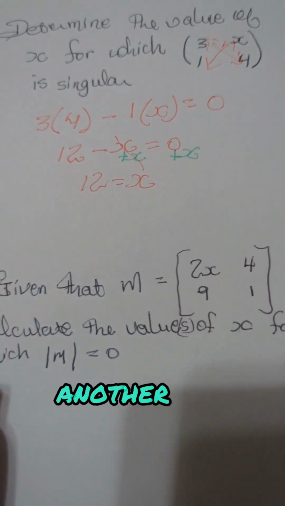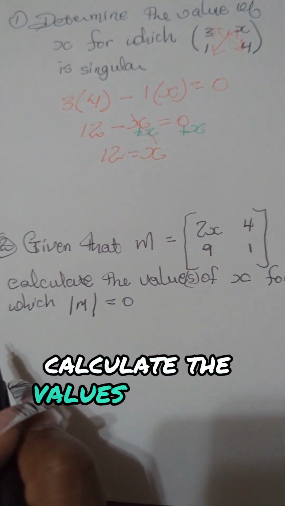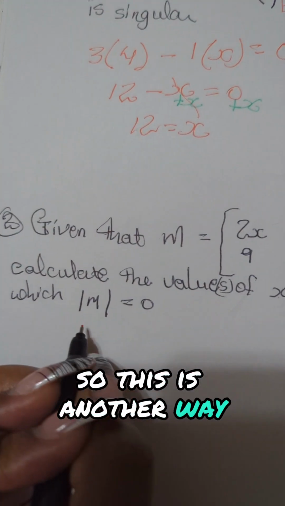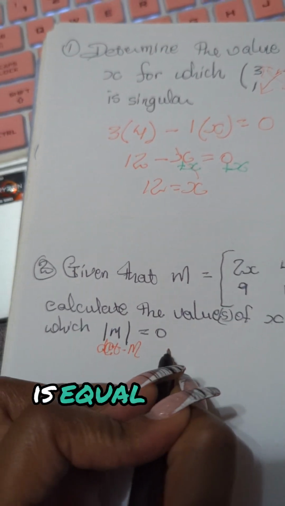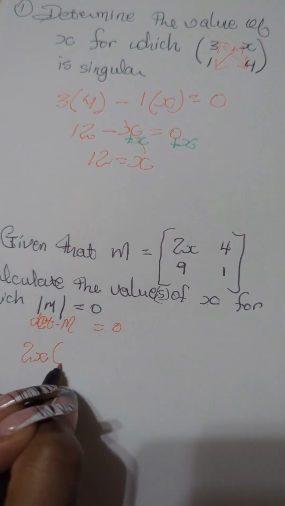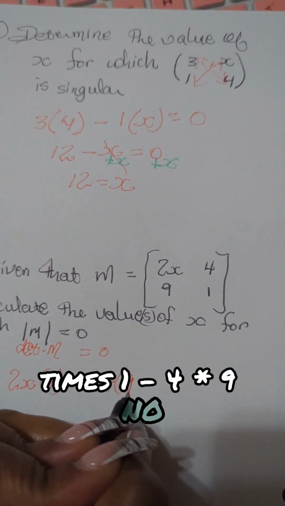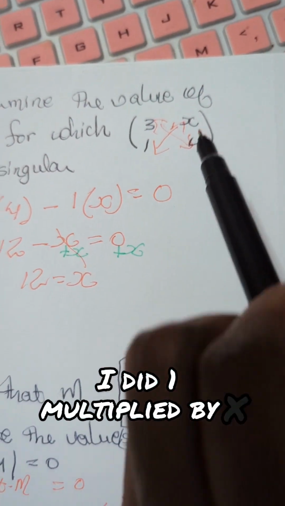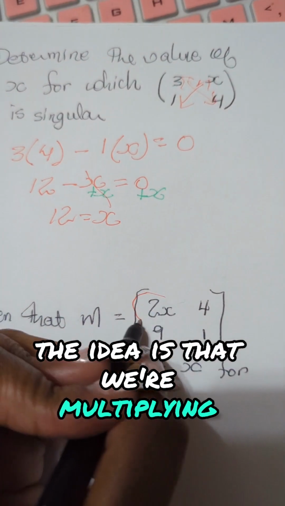All right. Another way. Given that M is equal to 2X, 4, 9, 1, calculate the values of X for which the determinant of M, so this is another way that we can write the determinant of M, is equal to 0. So let's go again. So we have 2X times 1 minus 4 times 9 is equal to 0. I did notice that first up here I did 1 multiplied by X, and down here I did 4 times 9. Doesn't really matter. The idea is that we're multiplying these two and these two.